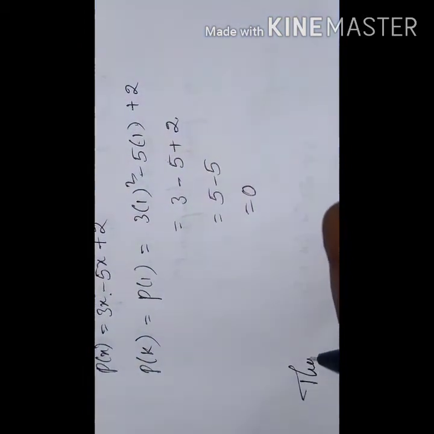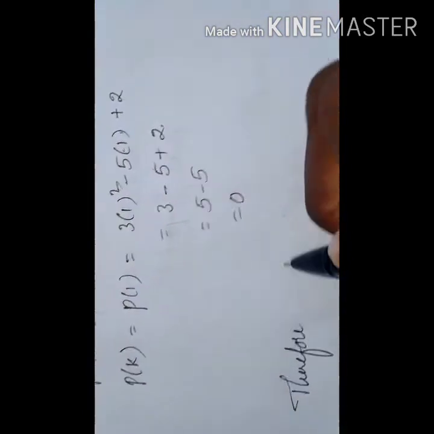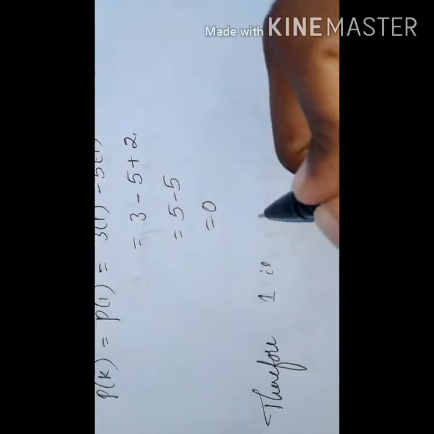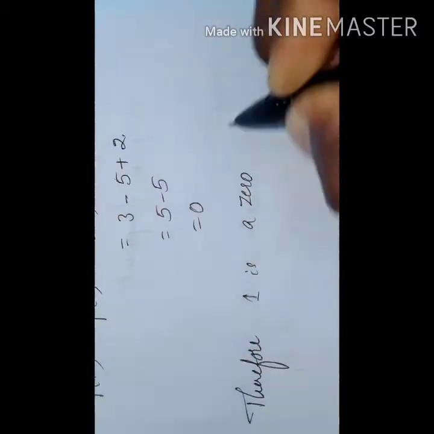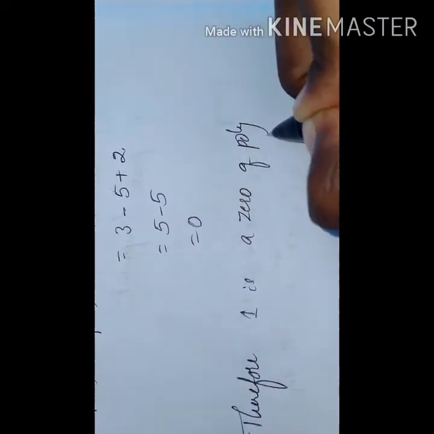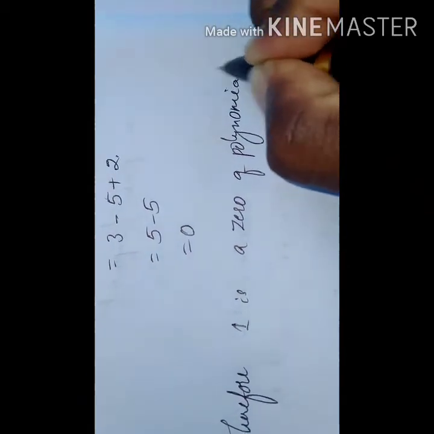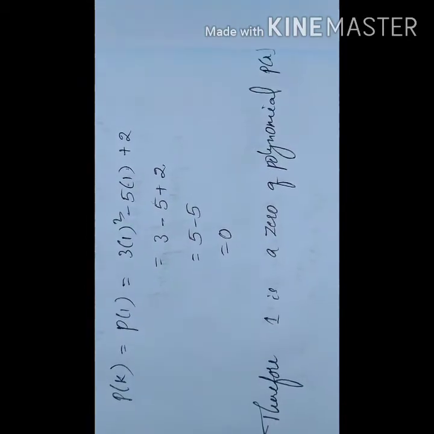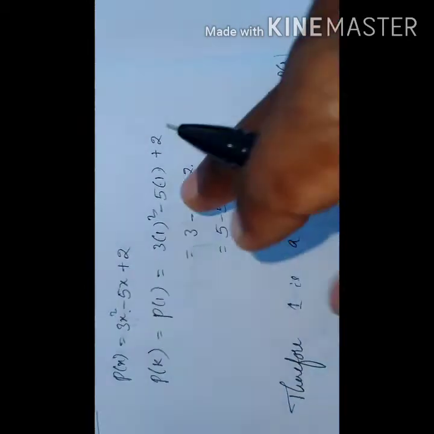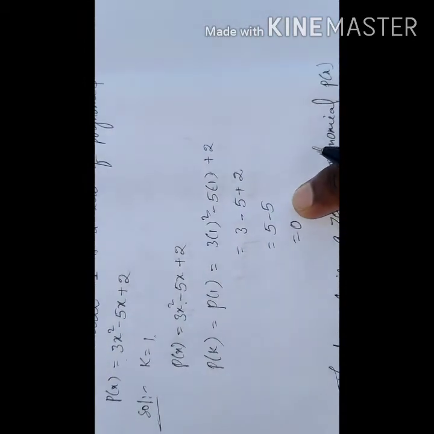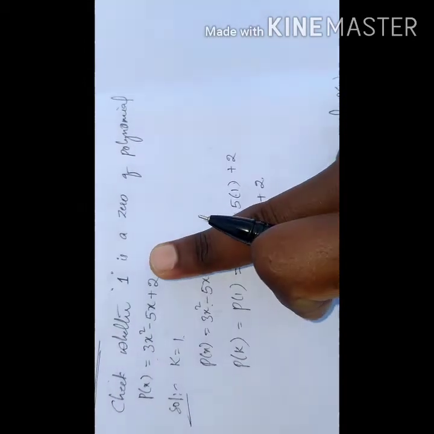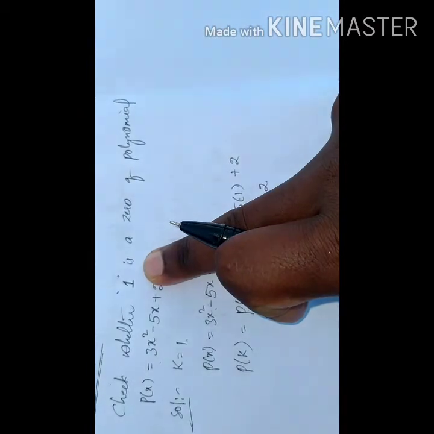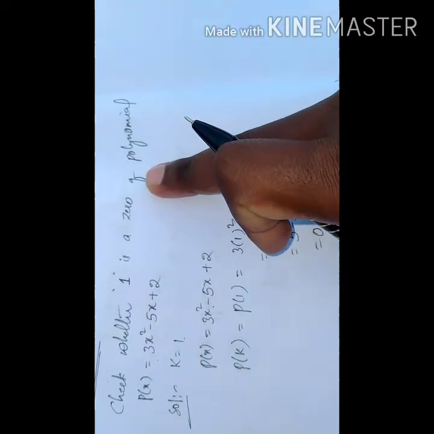Therefore, 1 is a zero of the polynomial p of x. Understood? So simply, whenever we get the value p of x equal to 0, then the real number k is going to be a zero of the polynomial. Understood?